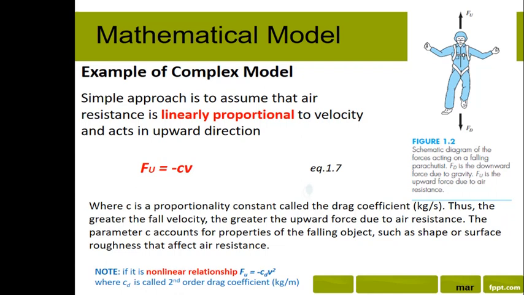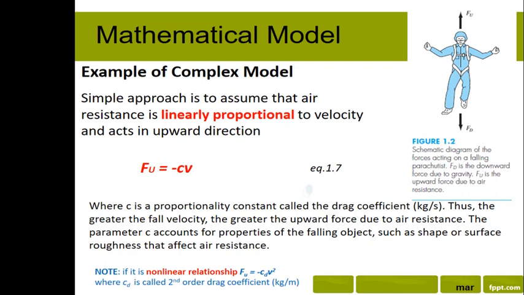So if the downward force is positive, then the upward force would be negative, or otherwise, if downward is negative, then the upward force would be positive. We can compute the upward force using negative c times its velocity, where c is a proportionality constant called the drag coefficient, in kilograms per second. Thus, the greater the fall velocity, the greater the upward force due to air resistance.